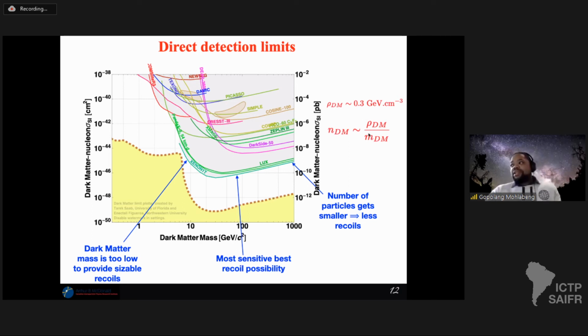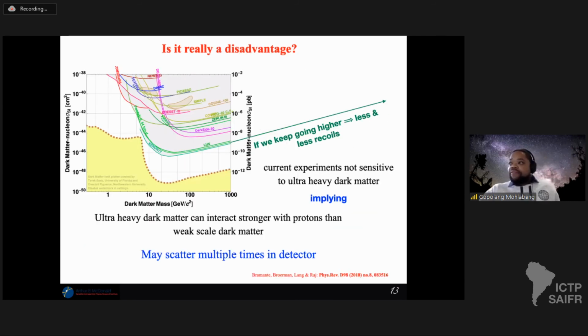And so the number density is the density in our local ambient region over the mass of the dark matter. As I increase the mass, the dark matter number density decreases. If I crank this number high enough, these experiments become less and less sensitive, to a point where I can get to very large cross sections. These large cross sections mean that dark matter can now be strongly interacting with the standard model.